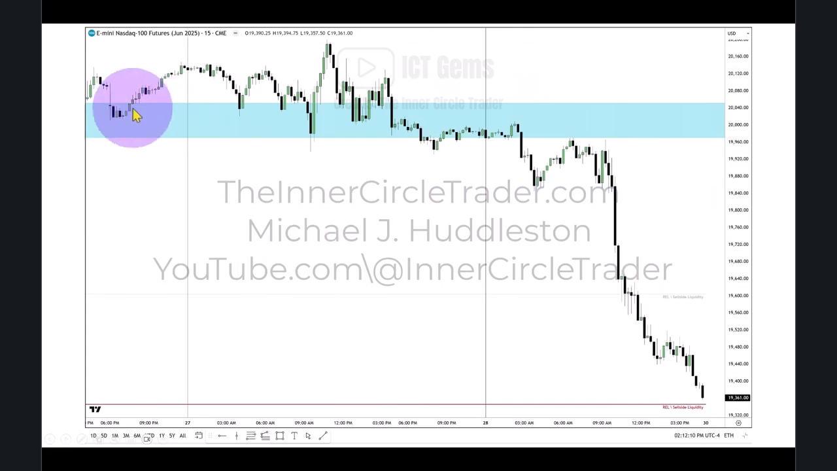Here's that blue volume imbalance. And now because we went below it and we're bearish and we're aiming for this low down here and that original relative equal lows on the daily chart, we're going to divide that range up here in quadrants. And now it's going to act as an inversion fair value gap.